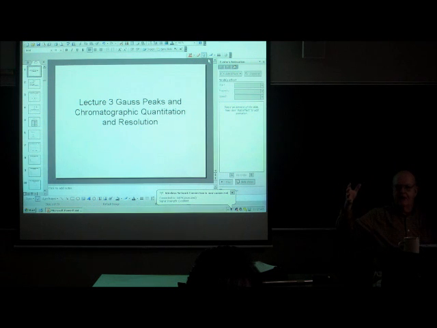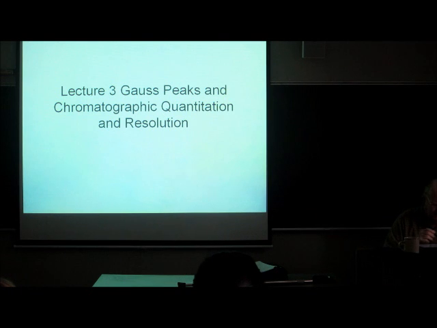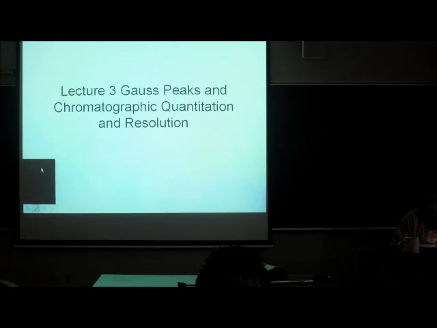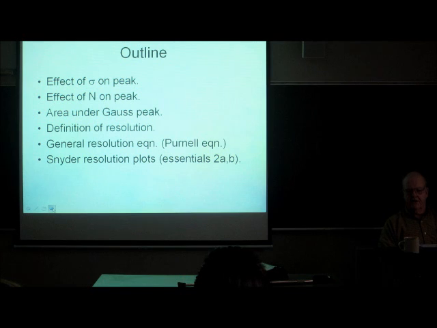You want to pull them apart. But we have to understand what happens as two peaks, which are nice and perfectly Gaussian, start to overlap with one another. So that's what we're going to be talking about here for quite a couple of days. So we're going to start off by looking at the impact of sigma.